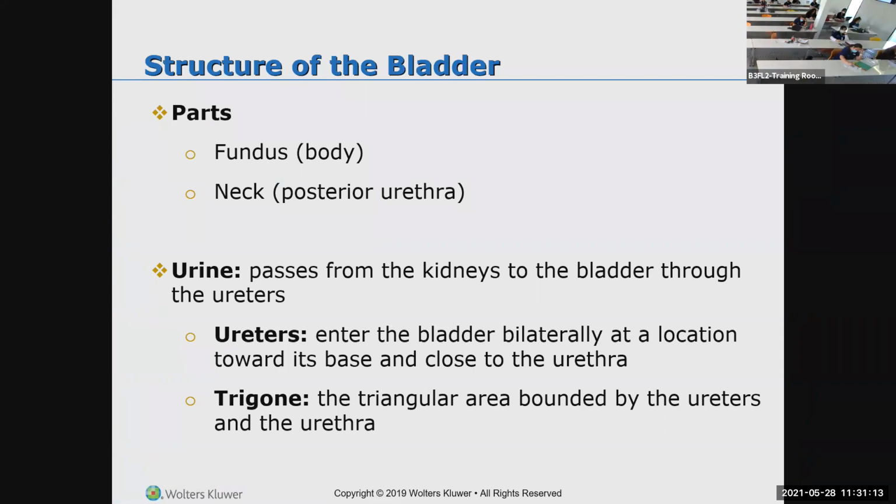Structure of the bladder: we have parts we call the fundus of the bladder, which is the body, and the neck, which is the posterior urethra. The bladder muscle is the detrusor muscle. Urine passes from the kidney to the bladder through the ureter.